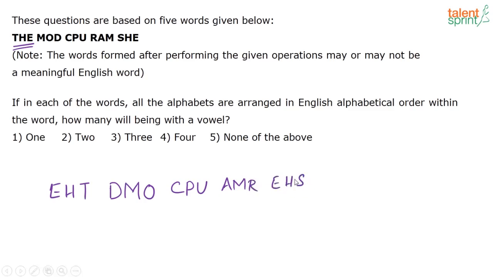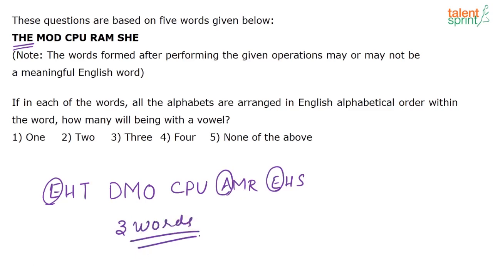So how many words are starting with a vowel? See, this is starting with a vowel, correct? E. D is not a vowel, D is a consonant. So that doesn't come under the given criteria. Again, C is a consonant, A is a vowel, E is a vowel. So there are 3 words which satisfy the given information. So our answer is going to be option 3. 3 words are there. All of you got the answer correctly? Good. Let's move on to the next question.